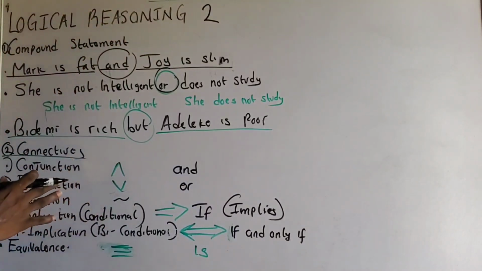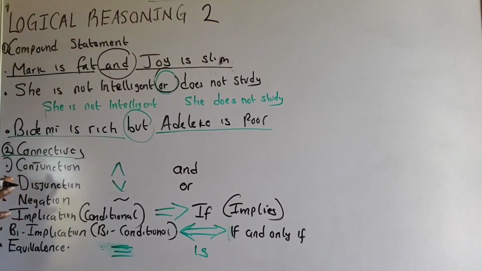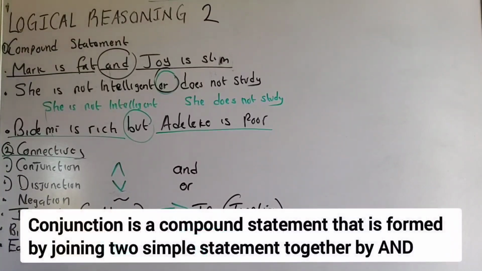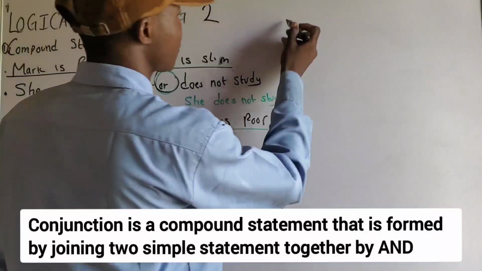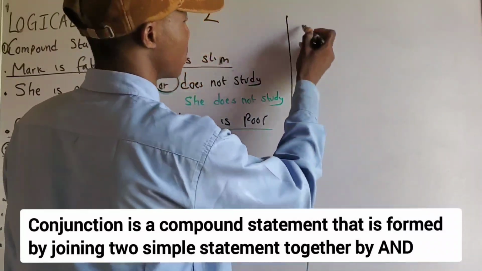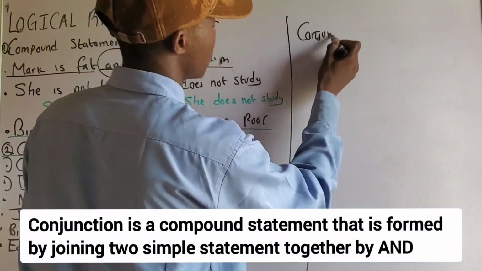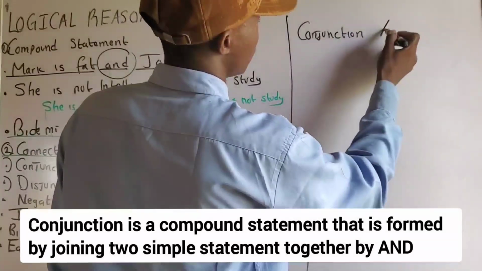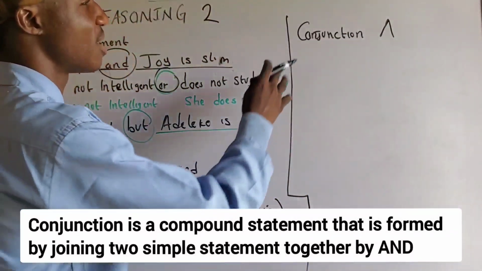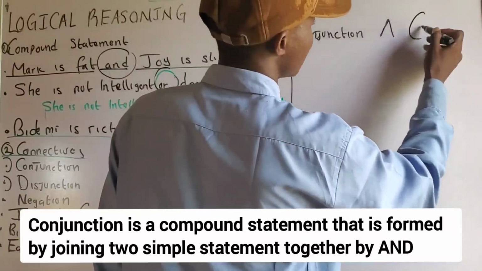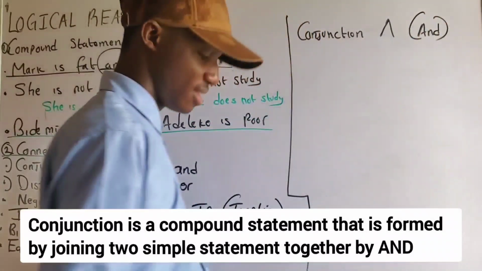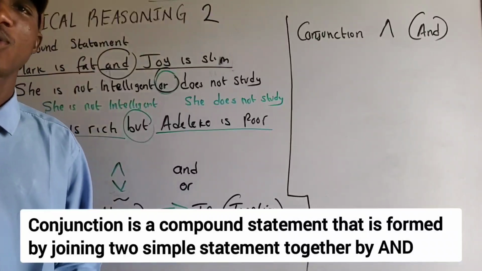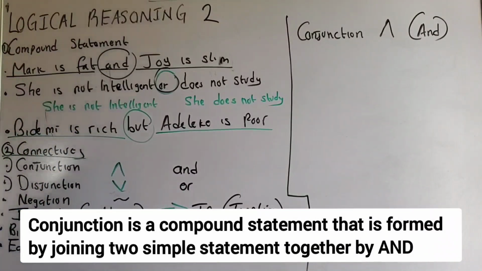All these ones that I wrote here, we are going to go over them one by one. So let's start with conjunction. Don't forget, I told you conjunction is represented by this sign and it means and. Now, what exactly do you mean by conjunction? When you hear the word conjunction, what can you say about it?